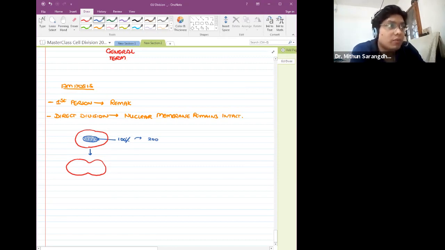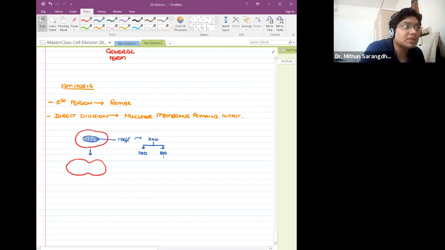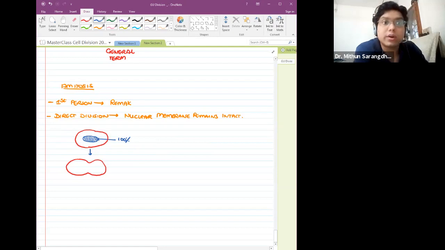And then from here, when the two cells are going to be formed, each one should get 100%, right? Only then will the cell work properly. Otherwise, it is going to be a problem, right? But in your mitosis, guys, what happens? Instead of increasing or doubling the amount of DNA, the cell works with only 100% of DNA. Now, what happens? Let's try to see.